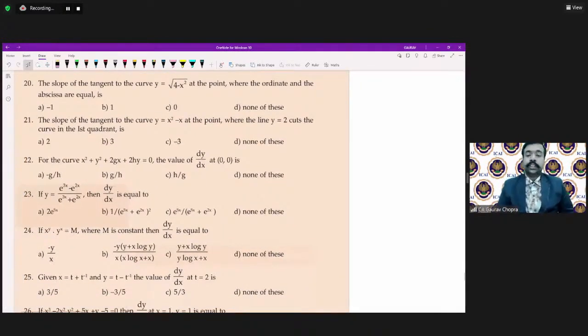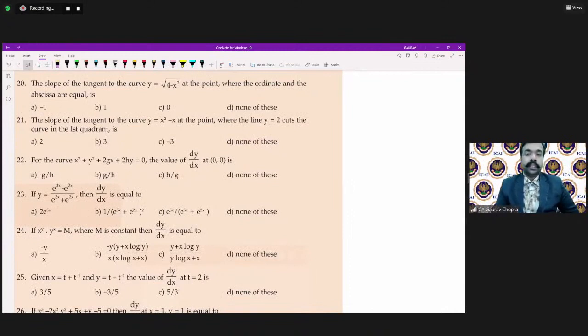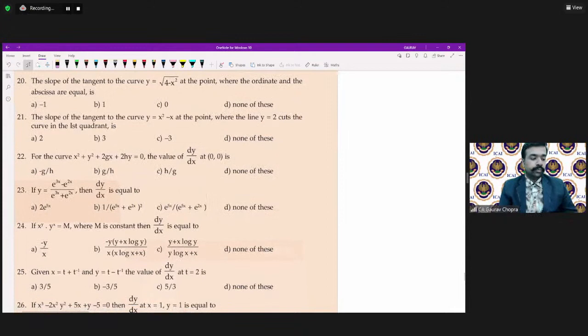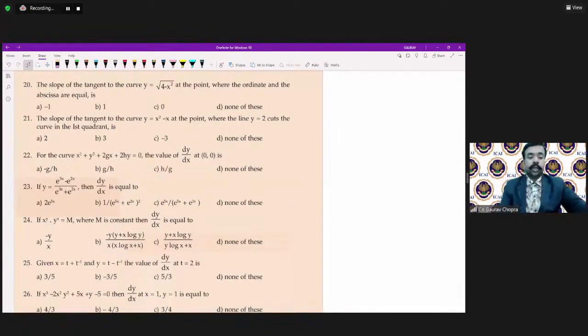The slope of the tangent of the curve y is equal to root of 4 minus x square at the point where the ordinate and the abscissa are equal. So what we have to find out is the slope of the tangent where the ordinate and abscissa are equal. So when these two are equal, it means that x is equal to y.